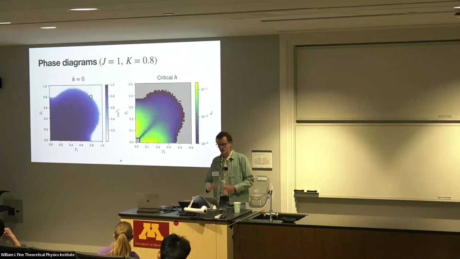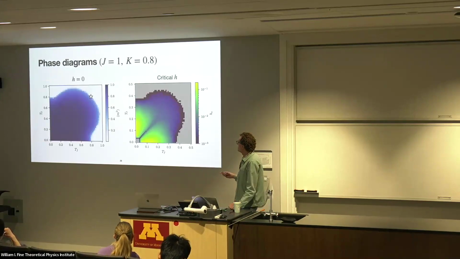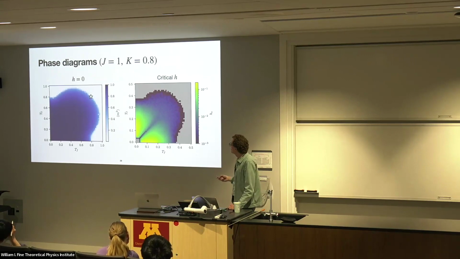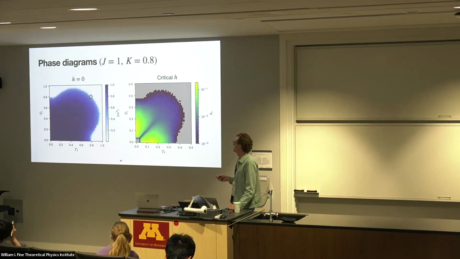You can look at the phase diagram for this thing. So what I've done here is I've set J equal to 1, K equal to 0.8, and then on the left, I'm looking at h equals 0, just looking at the magnetization squared, so just the order parameter. So there's some bulge in the middle at low temperatures, T leader on this side and T follower on this side, where if they're both cold enough, the system orders. If either one gets too hot, the system doesn't order.